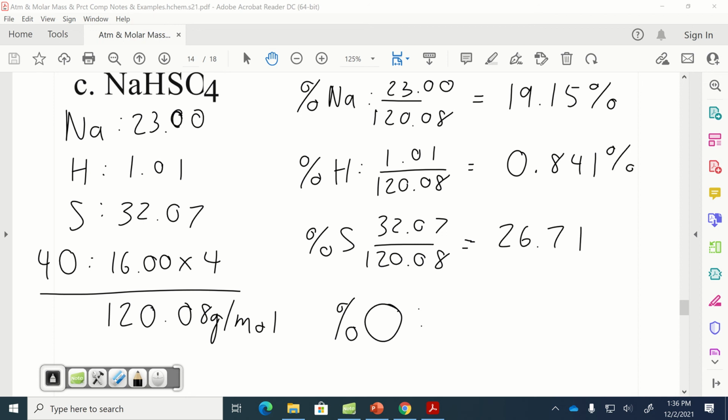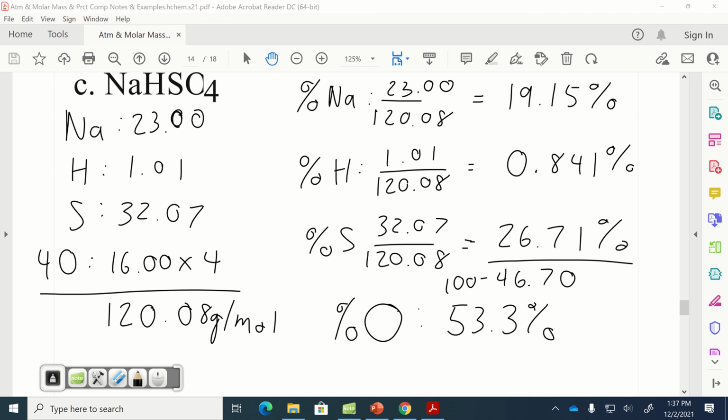So that's percent, percent, percent. And some people might be like, isn't it faster just to put 64 divided by 120? Probably. But I'm going to do it this way. 19.15 plus 0.841 plus 26.71. Again, I'm going to round it off because I'm going to follow my sig fig rules where you have to round it off to the shortest decimal. This totals 46.70. So then I subtract that from 100 because it has to all add up to 100. And my oxygen is 53.3%.